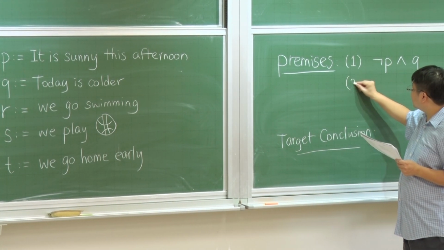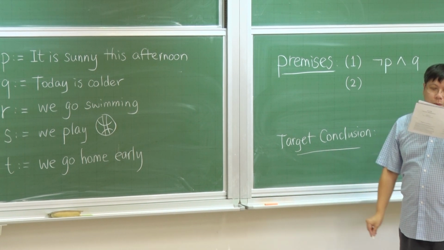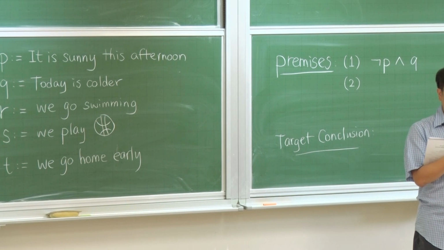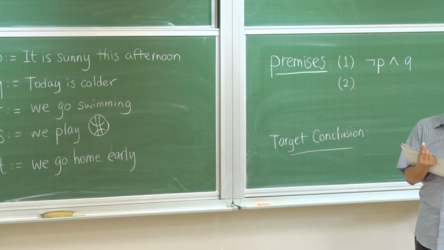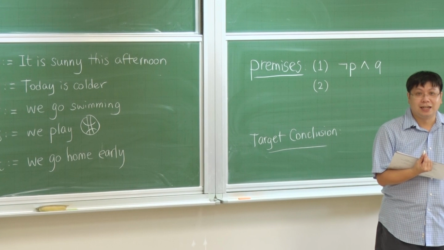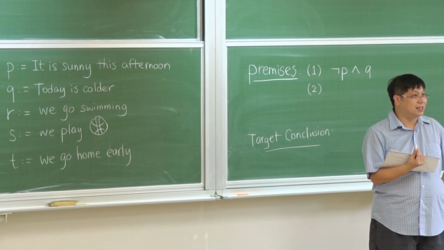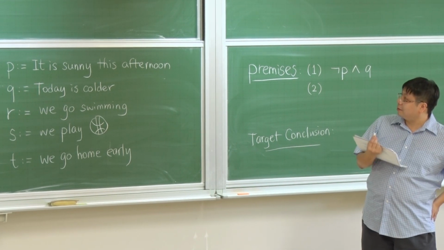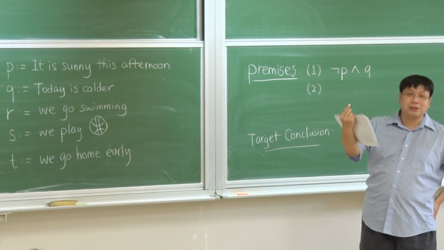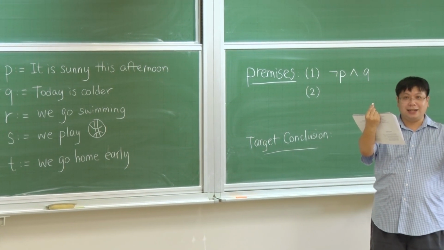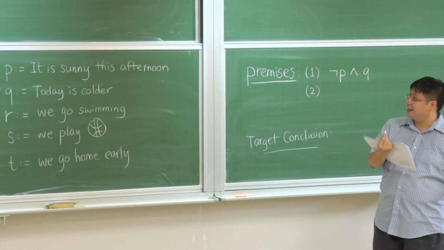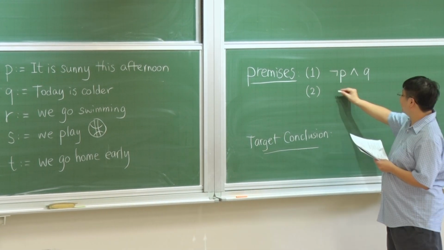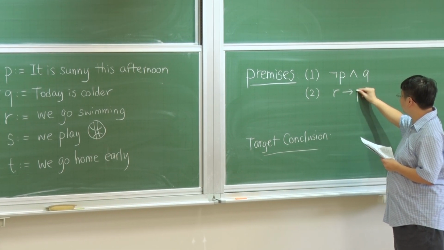Now we also know the next one. The next one is, we go swimming only if it is sunny. So what is it? Only if. So is it R implies P or P implies R? We go swimming only if it is sunny. Is it R implies P or P implies R? Oh, very good. Okay, so this is R implies P.